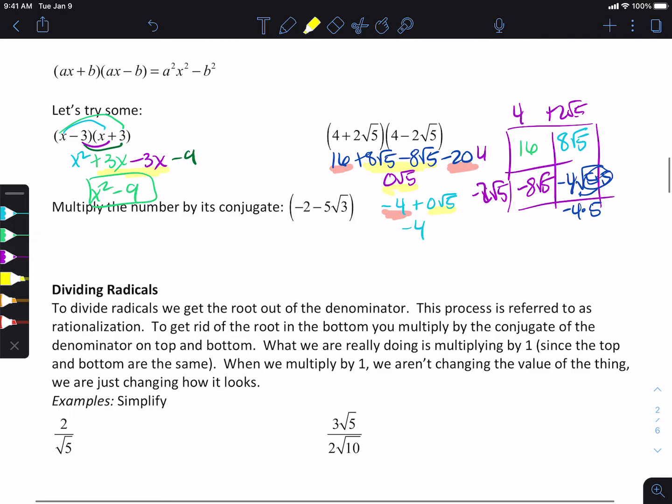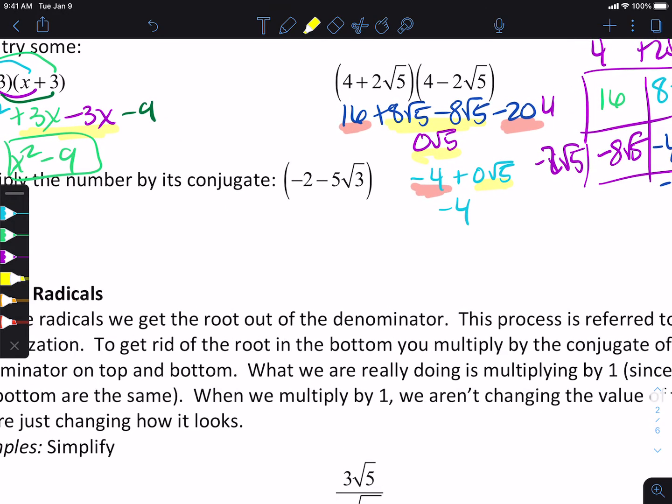If we look at this next one, it's saying multiply the number by its conjugate. So if we take this one, we first have to determine the conjugate. The conjugate is the opposite sign in the middle. So that means I'm doing negative 2 minus 5 root 3, that's our original one, and I'm going to times it by its conjugate. That means the opposite sign in the middle. So I'm going to change the negative 5 to the opposite sign, which is positive 5 root 3. Since we did the box last time, we'll do foiling.